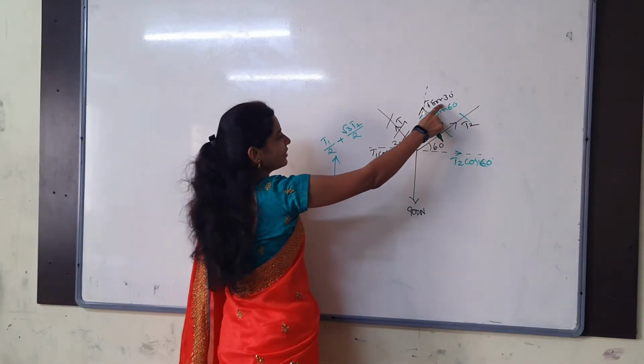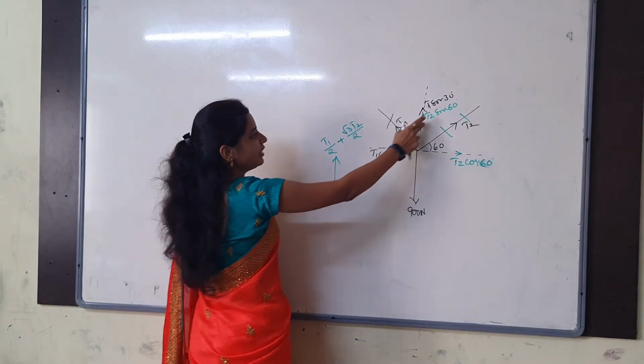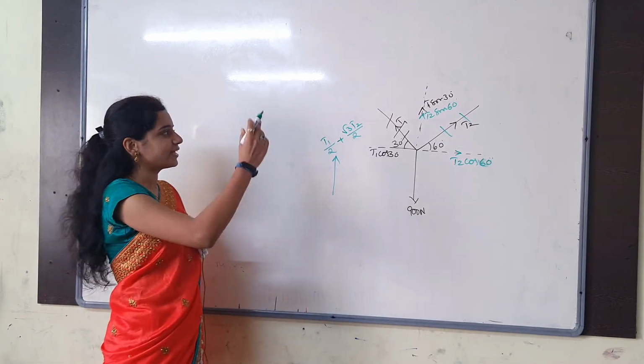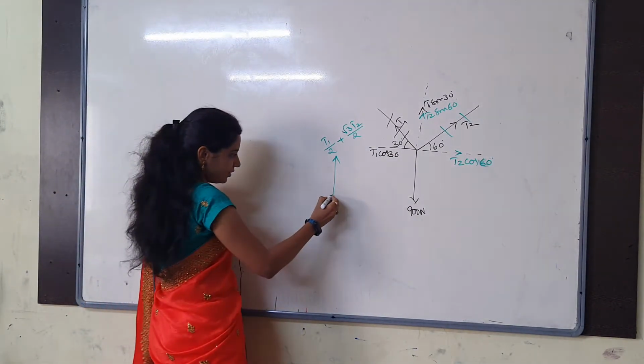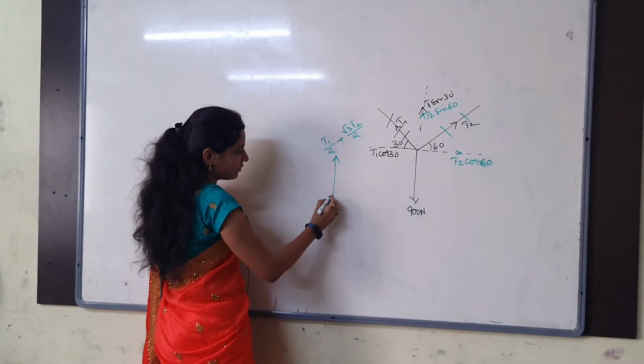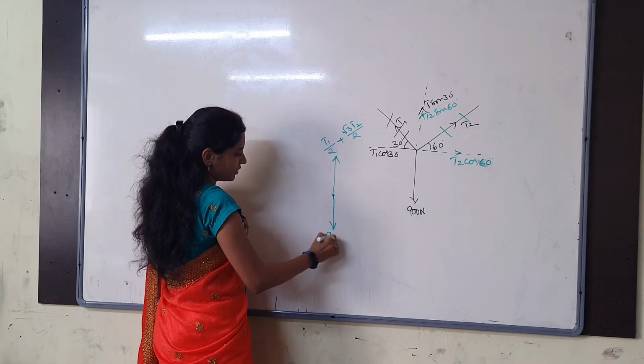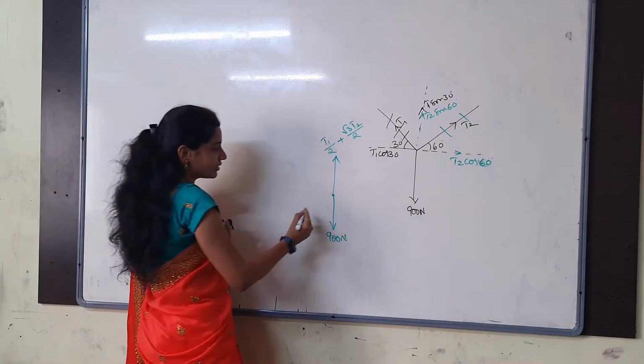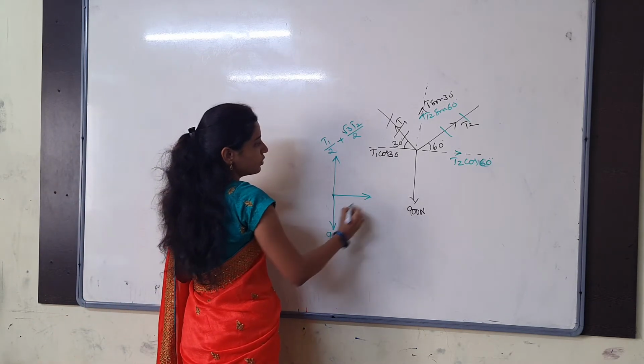See here, T1 sin 30 means T1 by 2. T2 sin 60 is nothing but root 3 T2 by 2. Now in the vertical direction I have that. Now listen. In the downward direction what are we having? 900 newtons. 900 newtons in the downward direction. In the horizontal right side direction along the x-axis what are we having?